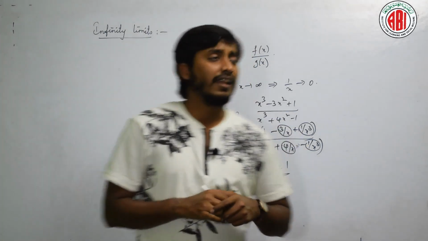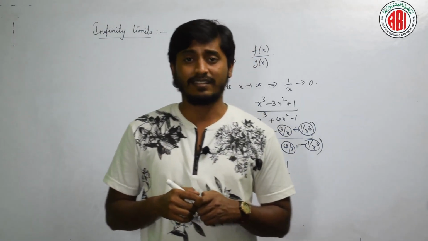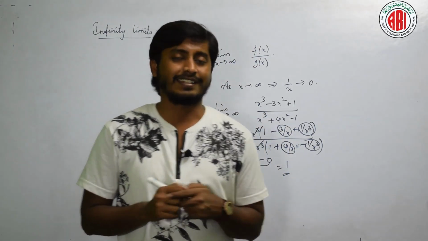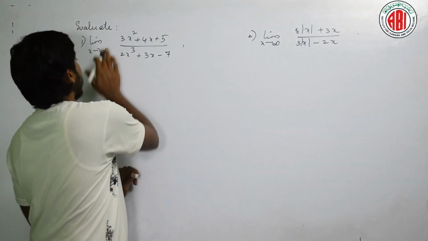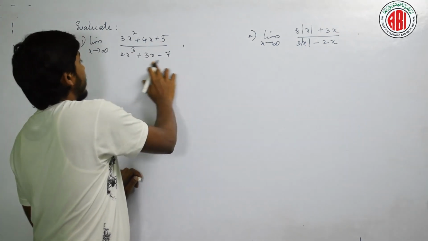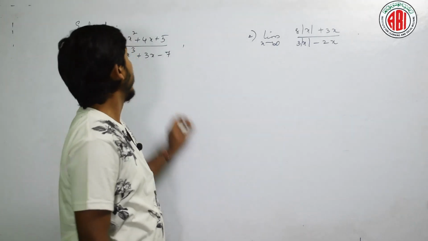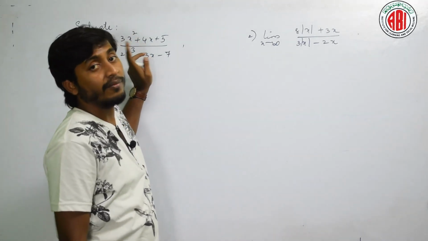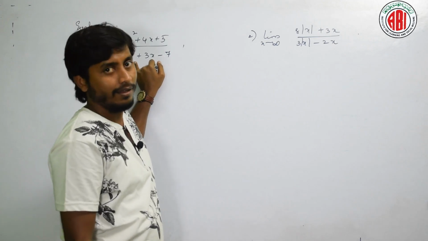Did you understand? This is how we'll solve a few questions of this exercise. Shall we start? Let's start. Look at these questions now. What is the question? Limit x tends to infinity of 3x square plus 4x plus 5 by 2x cube plus 3x minus 7. What is the first step we have to do? We have to take the highest degree as common from the numerator and the highest degree from the denominator, right.